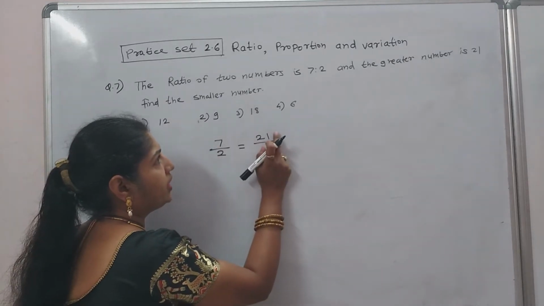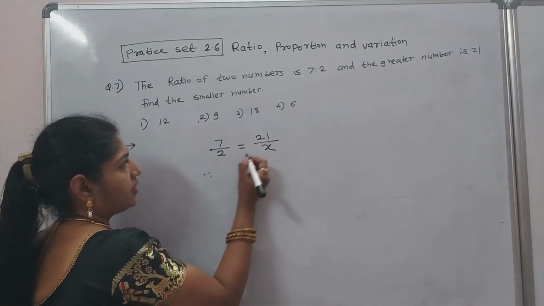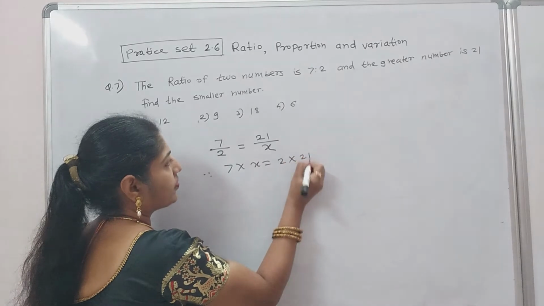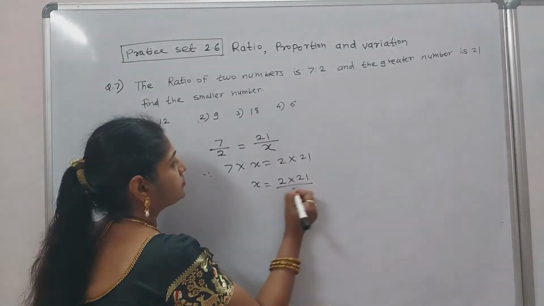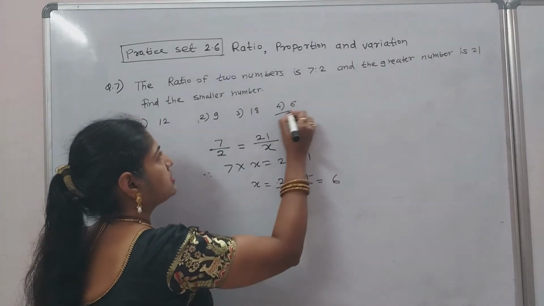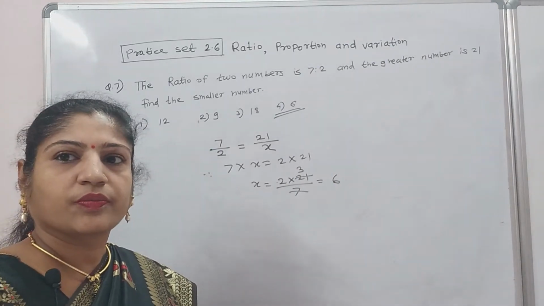So I write the 21 here and the smaller number be x. Cross multiplication. x equal to 7 goes to division. 7 3s are 21, 2 3s are 6. So answer is option number 4.